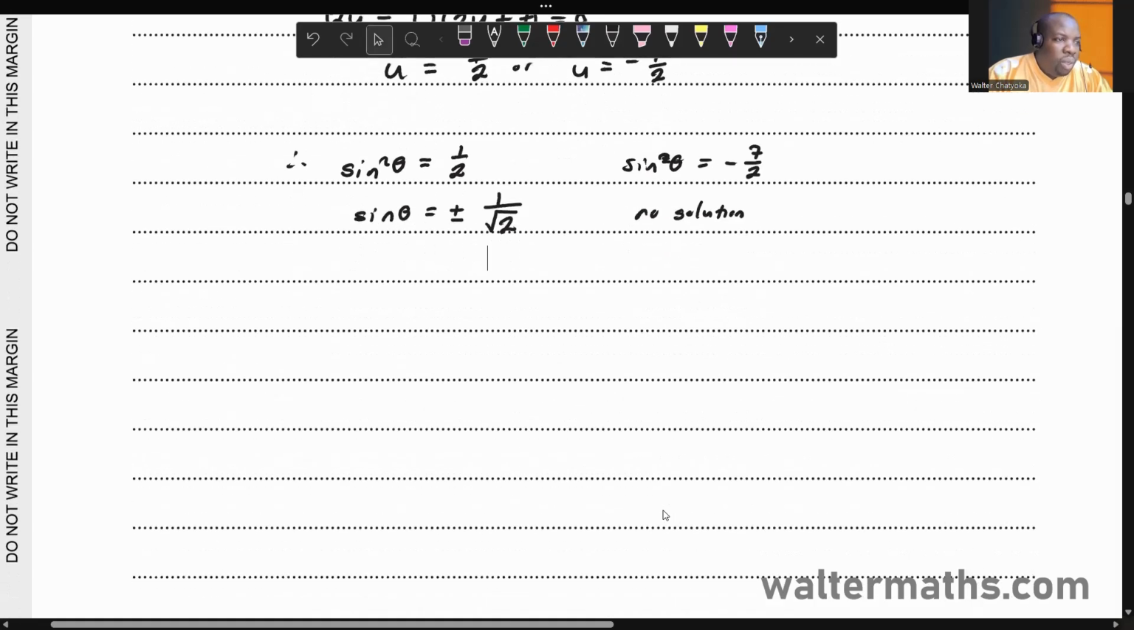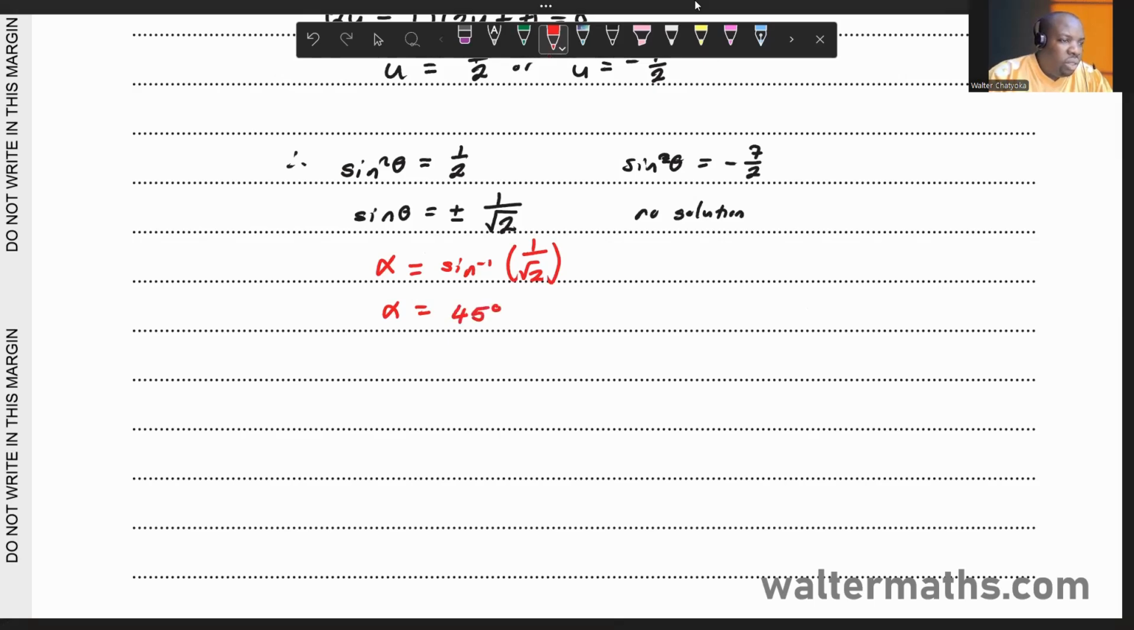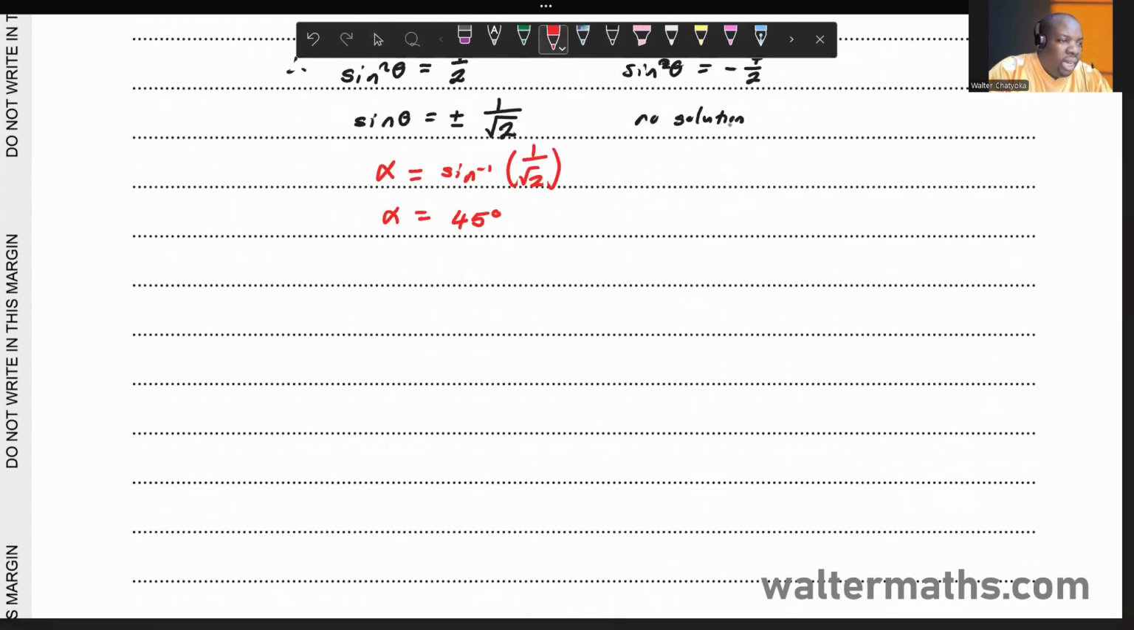Now we're going to look for the fundamental angle by saying arcsine of 1 over root 2. So we ignore the sign for now. So alpha is arcsine of 1 over root 2, which is 45 degrees. Do they want it in degrees? Yes, they say 0 to 360. And what that means is if we go to the quadrants, alpha should have values in all the quadrants, and the reason for that is because sine is both positive and negative.